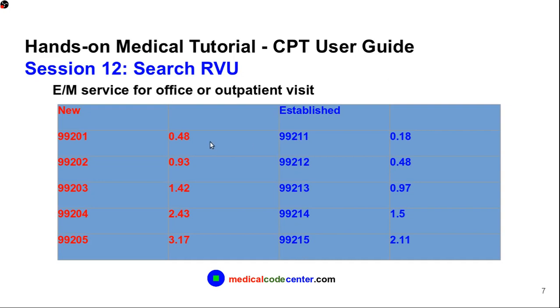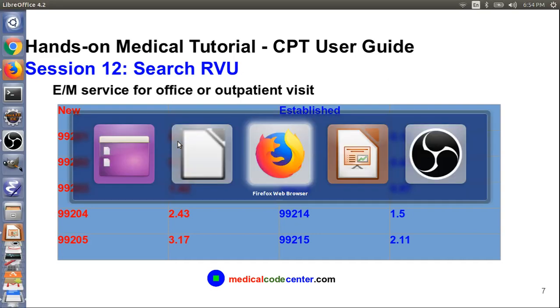So first, the value for the new patient visit is higher than the established patient for the same level. Say, for example, for level 5, new patient, the RVU is 3.17, and for the established patient, 99215, that's 2.11. So that means the code for new patient has more value, which means the service has more reimbursement, more money for the provider. Also, from level 1 to level 5, the RVU is increasing gradually. So the level 1 service is less work, and the RVU is less. So let's go to the book here.